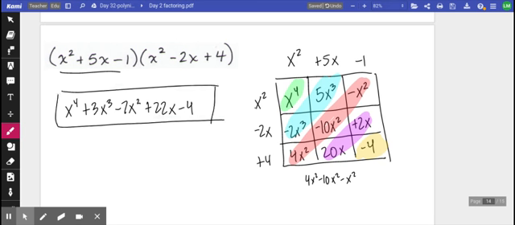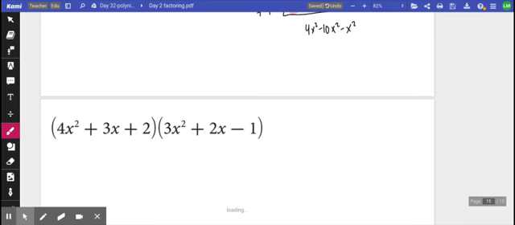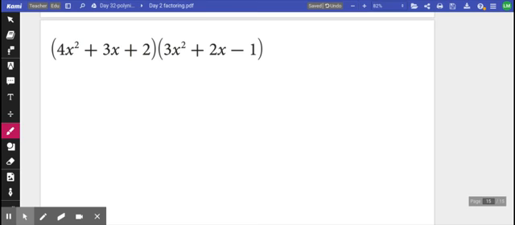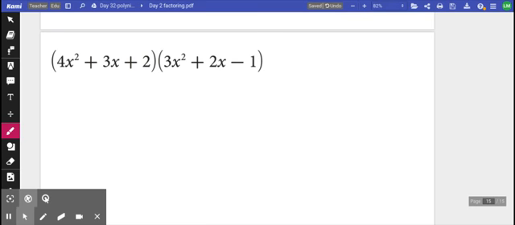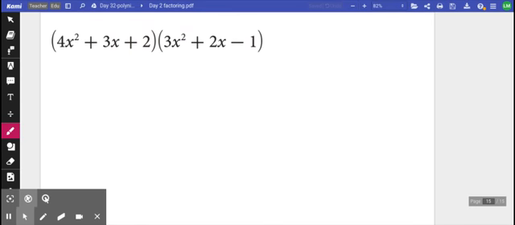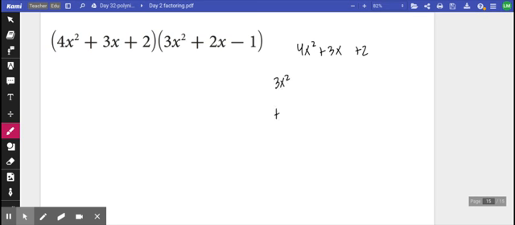So we multiplied, we kept it nice and neat, we combined all like terms. It's a little messy, but that's what we have to do when we're multiplying 3 terms by 3 terms. All right, let's take a look at one more here. I definitely recommend that area model to keep your work organized. So 4x squared plus 3x plus 2, times 3x squared plus 2x minus 1.